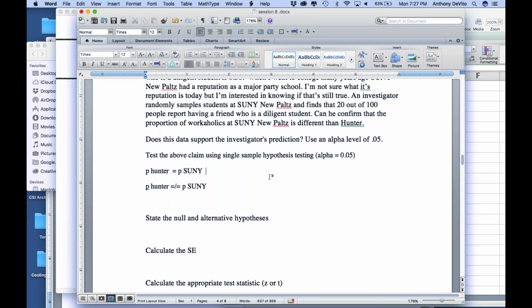For Hunter, the population proportion is equal to 0.30. For the SUNY, we don't know what the population proportion is, right? We only know what P cap is. And P cap is equal to 20 out of 100, or in other words, is equal to 0.20. Okay, so let's test our hypothesis here, our null hypothesis and our alternative hypothesis.